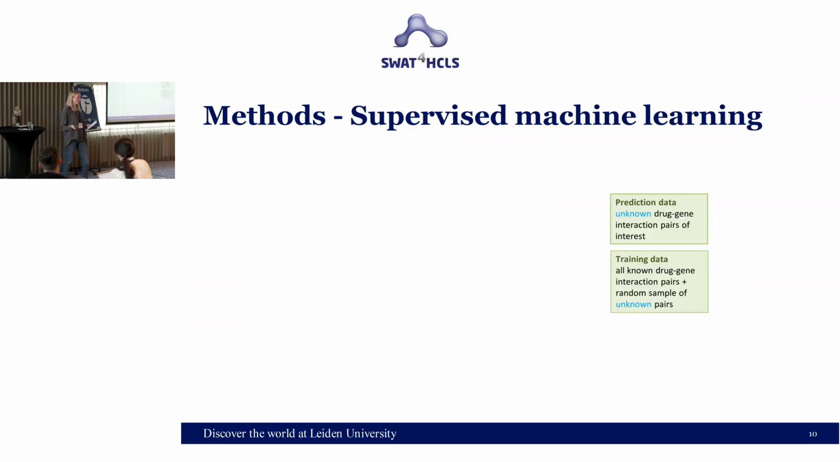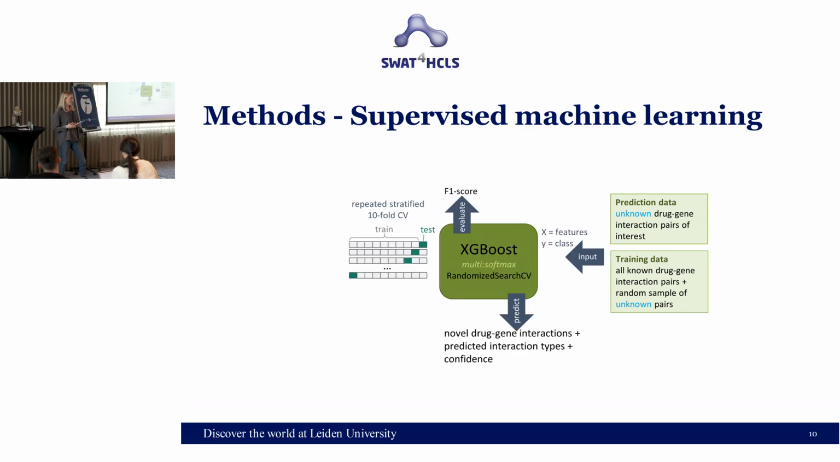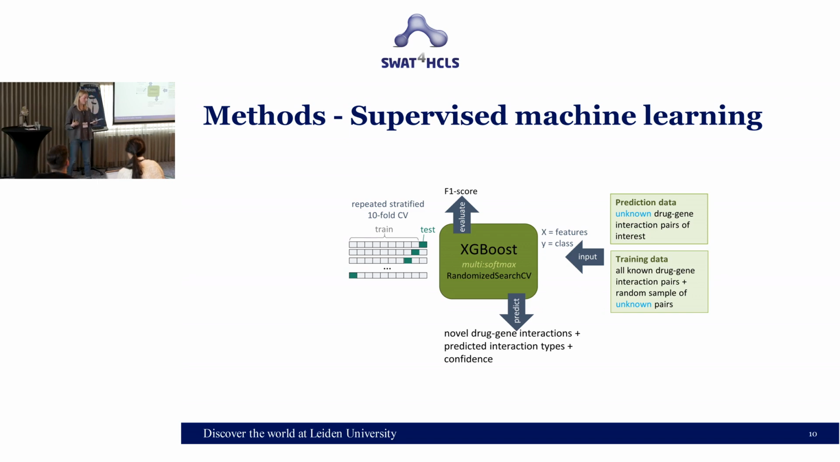Okay, we now have the prediction and training data. The next step is the supervised machine learning model. We use the XGBoost classifier, which stands for extreme gradient boosting. This model has lots of hyperparameters, and the values of these hyperparameters are optimized by randomly trying out different combinations from a pre-specified set. For each combination, we assess the model using repeated stratified tenfold cross-validation together with an F1 score. And then we use the best found hyperparameters for the prediction task.